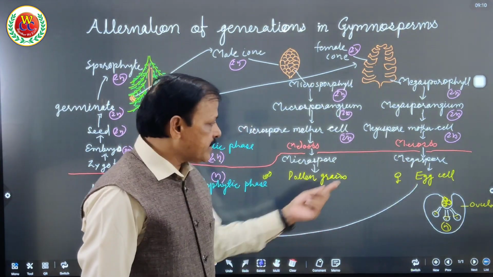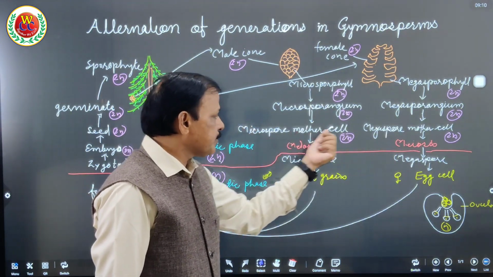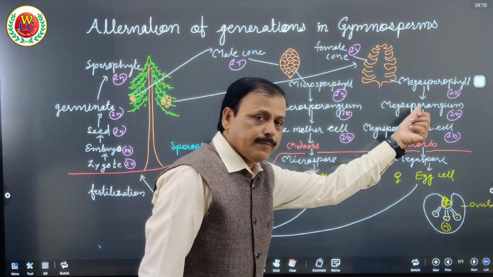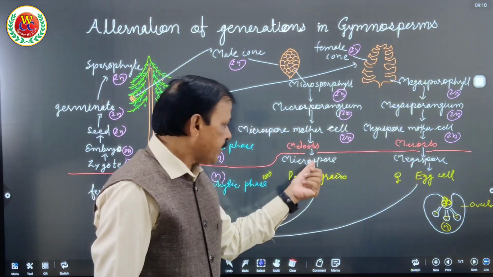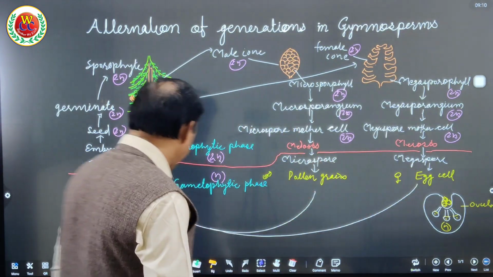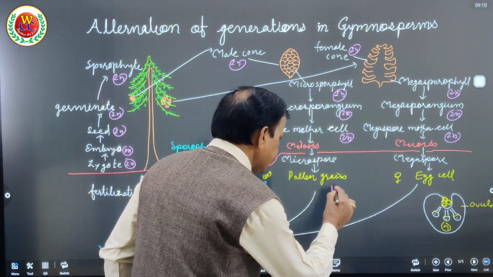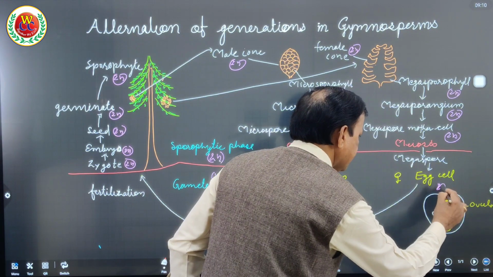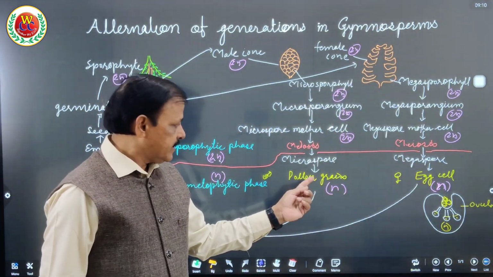Now, what is gametophytic phase? Gametophytic phase begins with meiosis: separately, microspore mother cell undergoes meiosis in microsporangium, and megaspore mother cell undergoes meiosis in megasporangium, producing microspore and megaspore respectively. Microspores are also known as pollen grains, megaspore also known as egg cell, and these are the real male and female gametes. So here this is the male gamete and this is the female gamete. Here you can understand they are haploid, and this is the gametophytic phase.